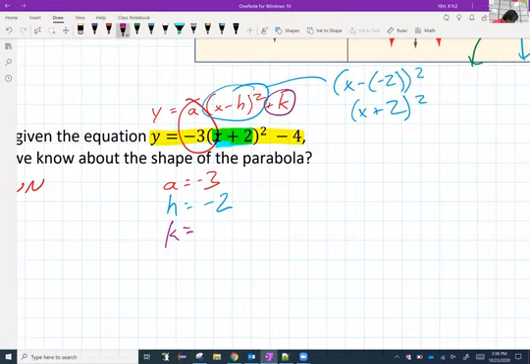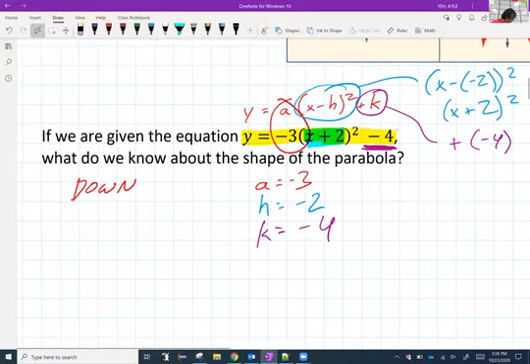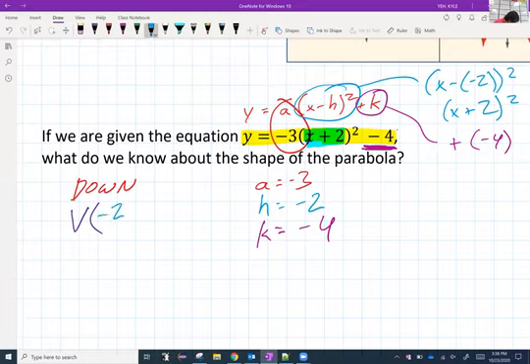Again, it says +4. And if you're not happy with that -4 we have, remember, we could just say plus -4. So k is whatever we see on the outside of the equation. So we have our a, our h, our k. So I'm going to say then that the vertex is at -2, comma, -4, because my vertex is my h comma k value.